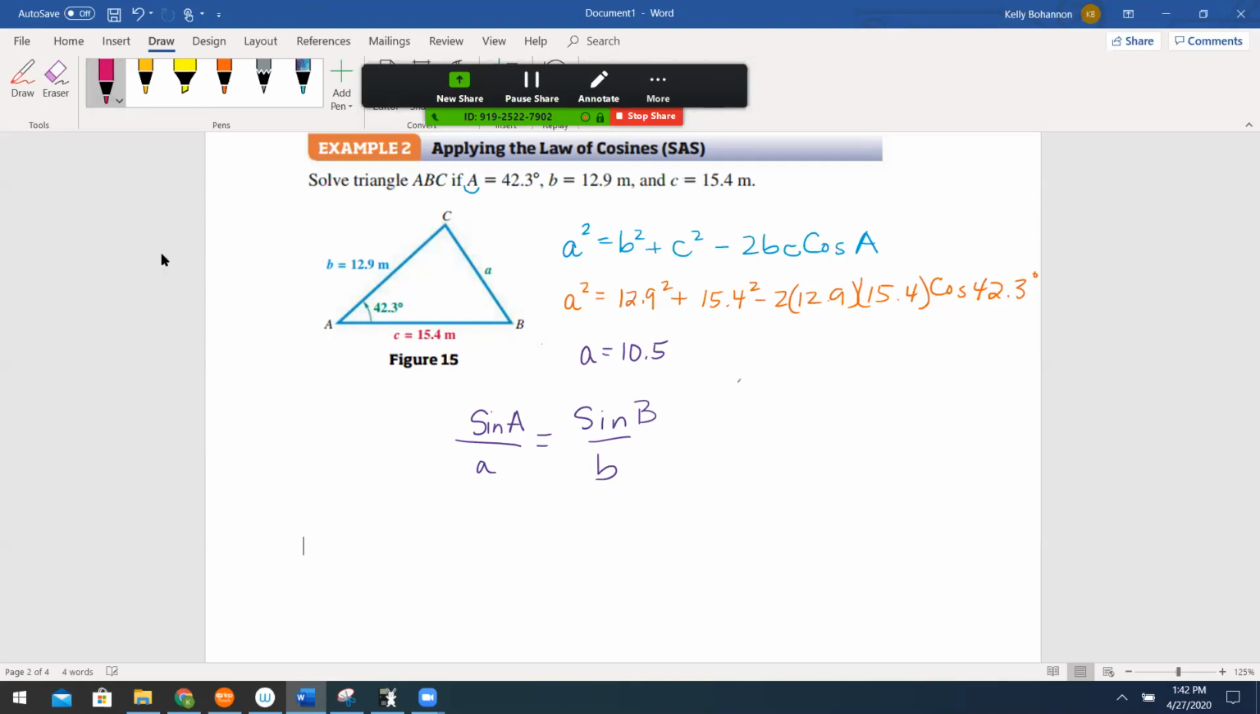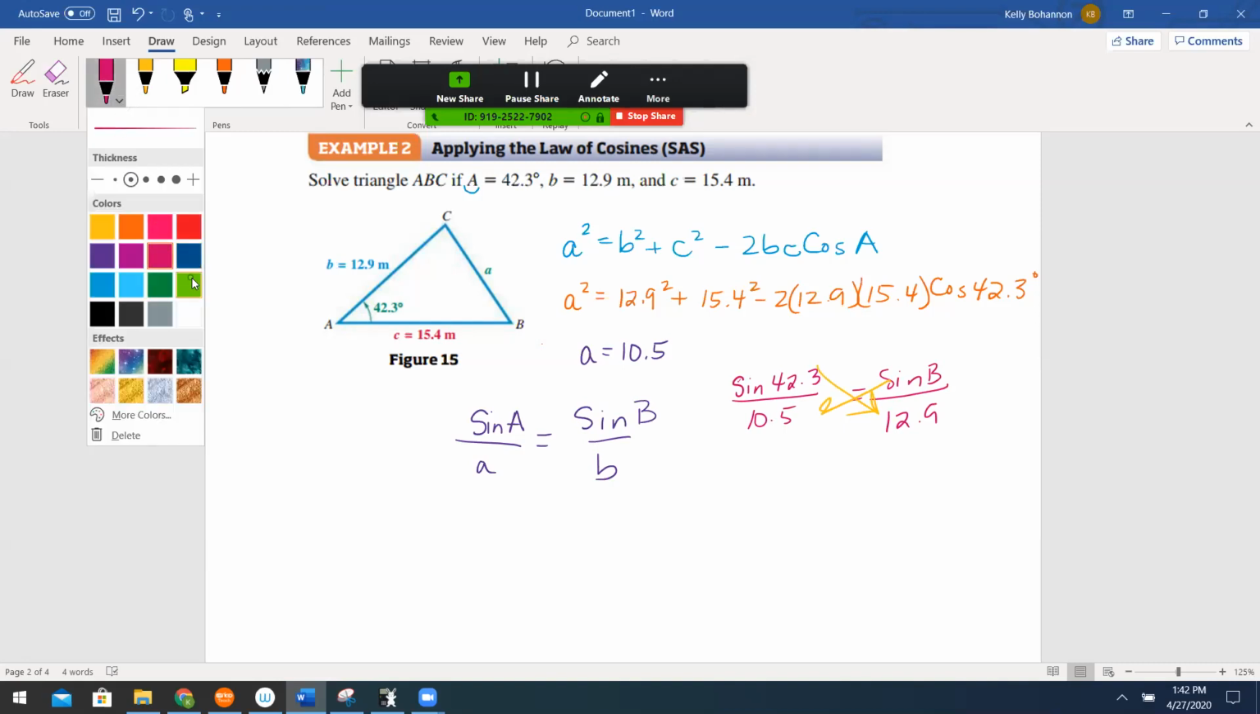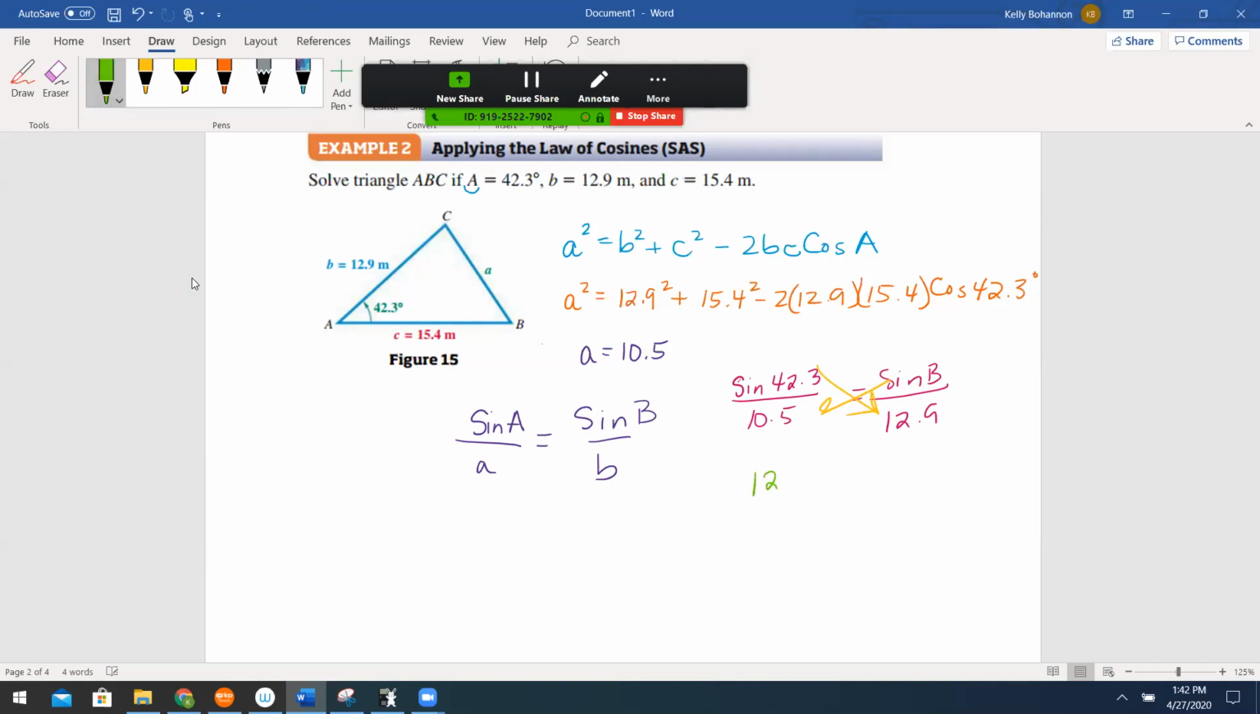I think it's easy. So I'm going to do sine 42.3 over 10.5 equals sine B over 12.9. And then remember, with law of sines, we cross multiply. I'm going to do all the algebra first, and then I'll plug it in the calculator. So I end up with 12.9 sine 42.3 equals 10.5 sine B.